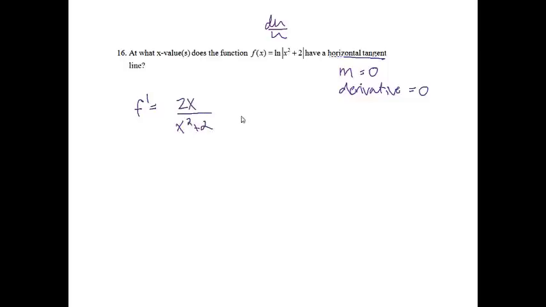And then I just need to decide where that derivative would equal 0. Well, I know if I have a fraction, the fraction will equal 0 when the numerator is equal to 0. So I'm just going to take 2x equals 0 and solve for x.